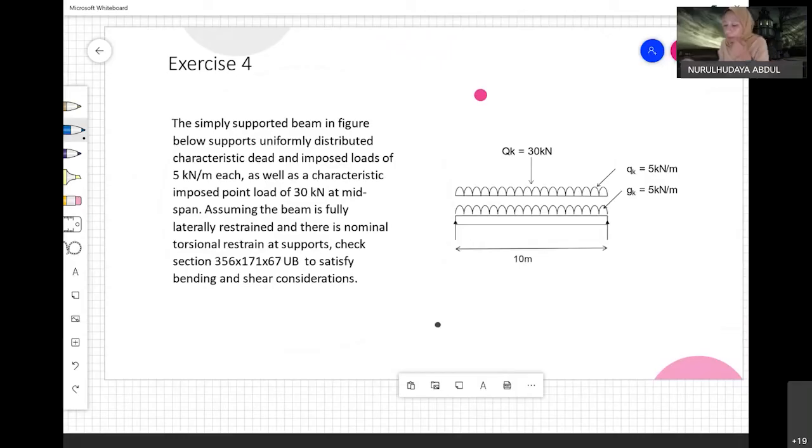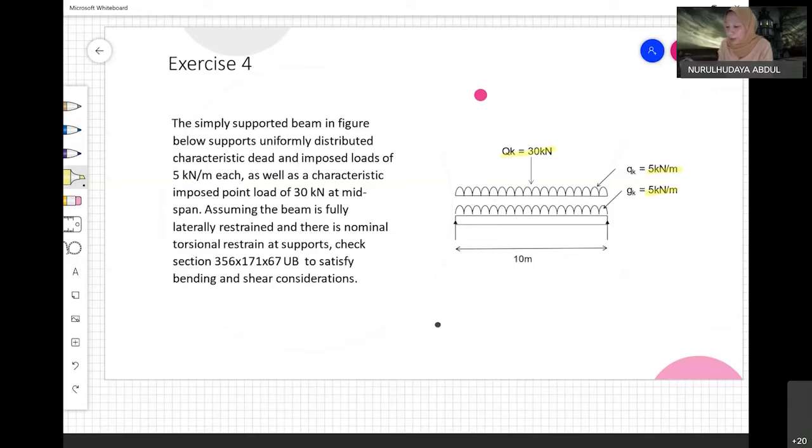The simply supported beam in figure B, not below, at the right hand side, supports uniformly distributed characteristic and imposed load of 5 kilonewton per meter each. Okay, so maksudnya you have UDL, imposed and dead load, as well as characteristic imposed load of 30 kilonewton at mid span. So mid span maksudnya dekat tengah-tengah tu ada point load. So 1 point load.